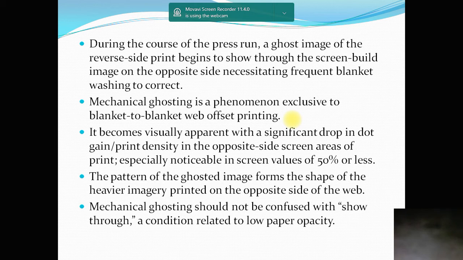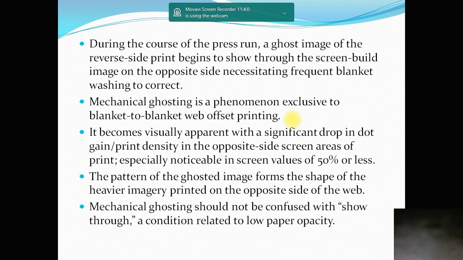not clean enough, then we may see such type of problems, because if some of the previous impression image is already present in the blanket, and then a new fresh image is going to be transferred, the two things will be transferred. That means the previous one and the fresh one, both will be transferred. Then we get the ghost effect.